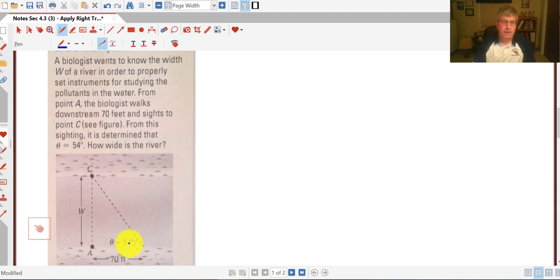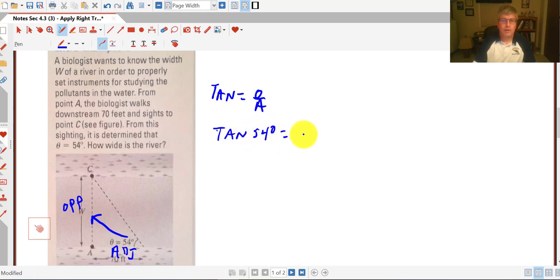Now he knows he walked 70, and we want to find the width of the river. So from our reference angle here, we want to find the opposite, and the biologist has the adjacent. So we need a trig function that involves opposite and adjacent, and that is tangent. Tangent is opposite over adjacent. So our reference angle is 54, so the tangent of 54 degrees is equal to the length of the opposite side, W, divided by 70.